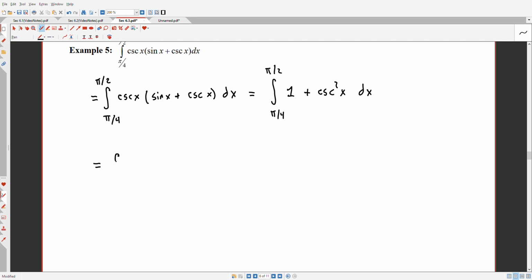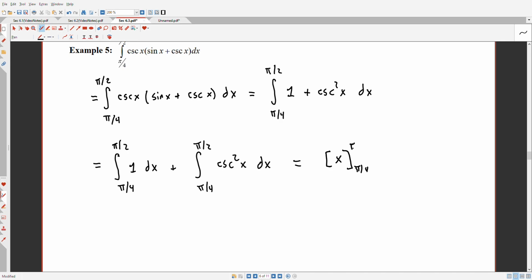So this, I can say, okay, maybe I'll break this up this time. This is integrating from pi over 4 to pi over 2, the constant 1, plus integrating from pi over 4 to pi over 2, the constant cosecant squared of x dx. And now I say, well, an antiderivative for 1 is just x, so that goes from pi over 4 to pi over 2, plus an antiderivative for cosecant squared is negative cotangent x. That goes from pi over 4 to pi over 2.